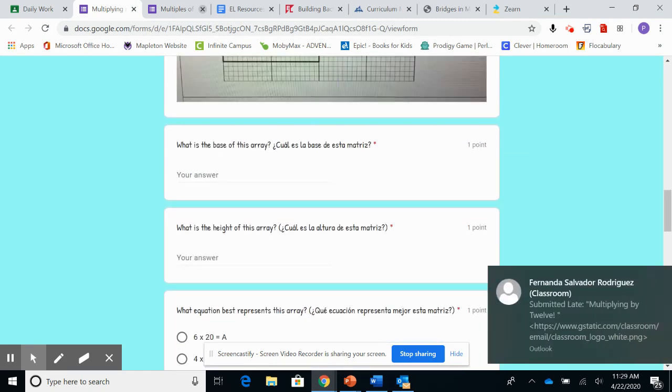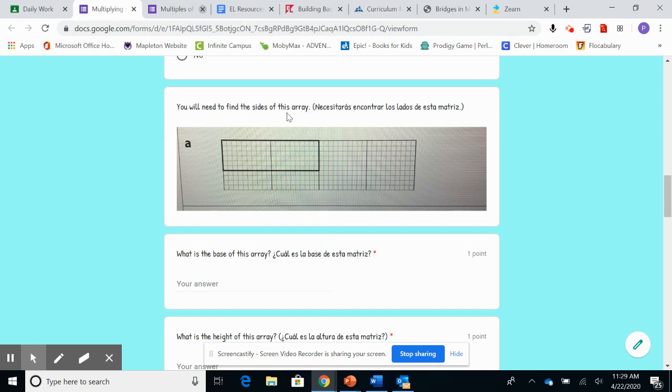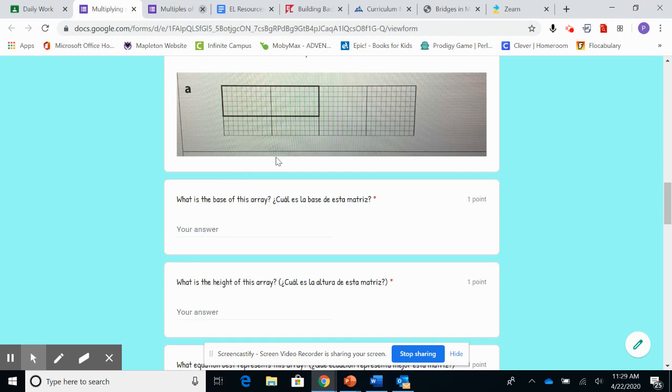For this array, you'll need to find the sides of this array. You need to find the height, remember how tall this is, and the base, the length of the bottom line. Okay. What is the base of this array? Some of you guys were writing the equations and it marked it as wrong. So please don't write an equation. It's just a number. So for this, it would be 10 and how many squares at the bottom? Let's say it was 30. You would write 30.